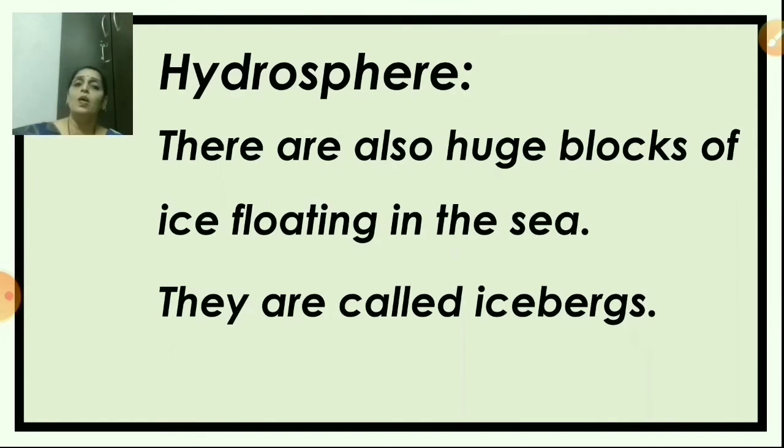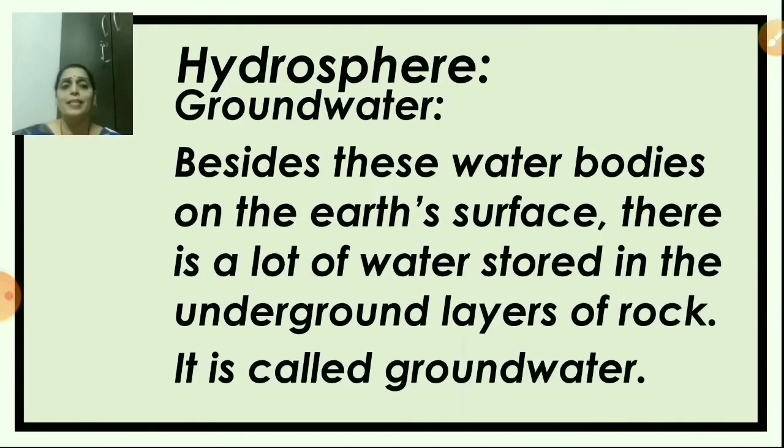Next, there are also huge blocks of ice floating in the sea. They are called icebergs. You have seen icebergs in some pictures. Huge means big blocks of ice floating in the sea, and they are called icebergs. Very good. Next, groundwater. Besides these water bodies on the earth's surface, there is a lot of water stored in the underground layer of rock. It is called groundwater.